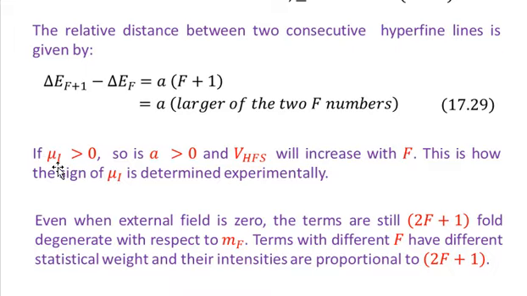If mu I, that is the spin magnetic moment, is greater than 0, the hyperfine constant A will also be greater than 0. Then the magnetic potential energy of the hyperfine splitting structure will increase with F. This is how the sign of mu I is determined experimentally.